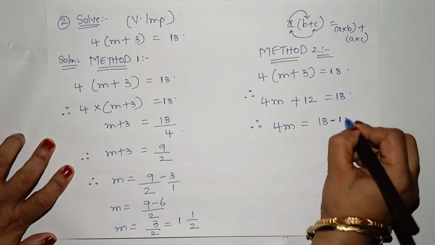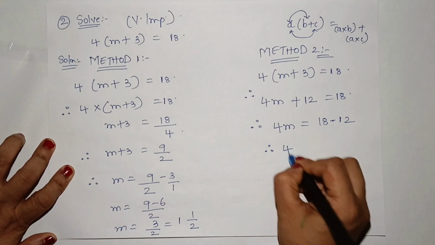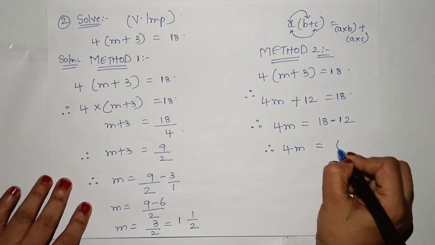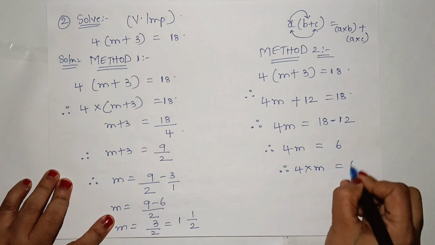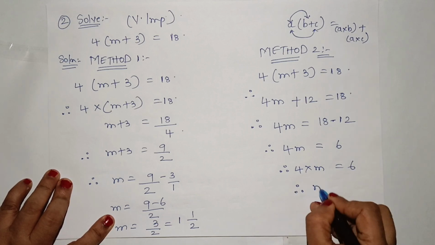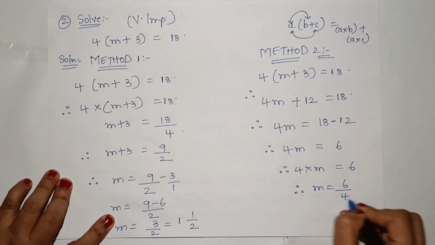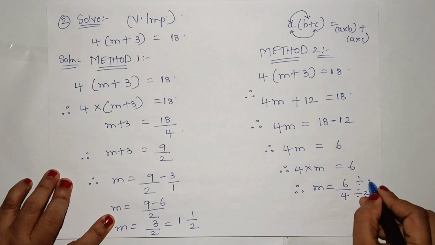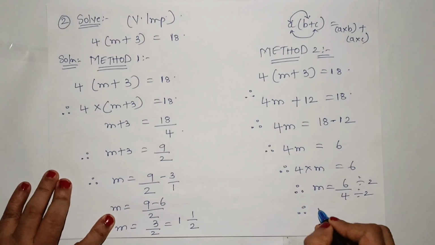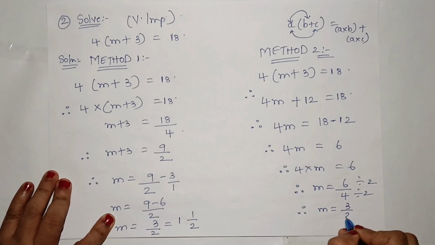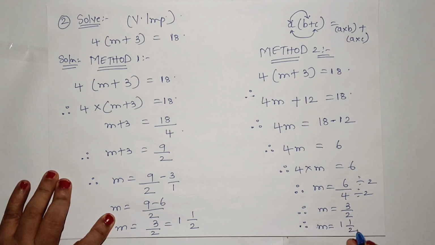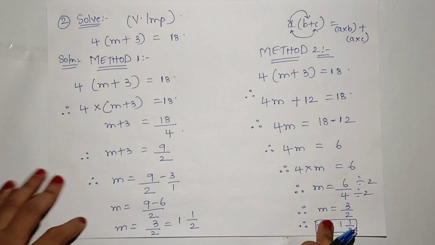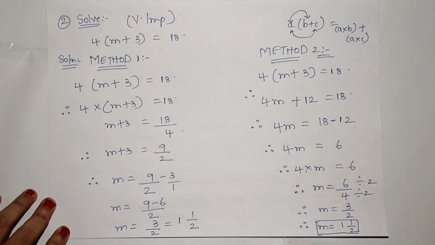Now find out the value of 4m. 18, transpose that side. Therefore 4m equals what? 6. Therefore find out 4m means 4 times m, correct? Therefore m equals 6 by 4. Divide by 2, divide by 2, reduce into its lowest term, it becomes 3 by 2. Therefore m equals what? 1 and 1 by 2. If you want, you can leave the answer here as it is.